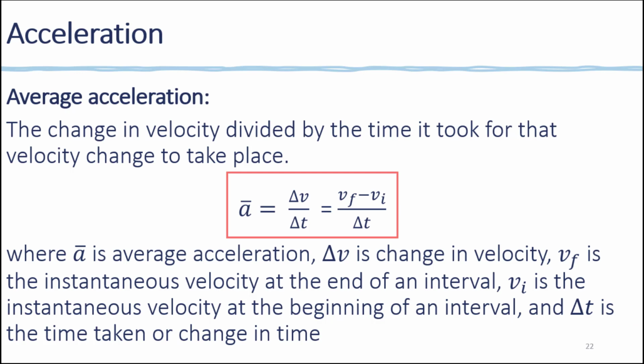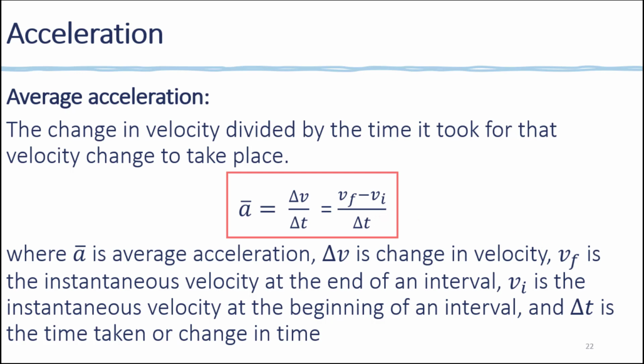So average acceleration is defined as the change in velocity divided by the time that it took for that velocity change to take place. So it looks like this mathematically. And from this mathematical definition of average acceleration, it's apparent that acceleration can be positive or negative. If that final velocity is less than the initial velocity, then the change in velocity is a negative number, and so the resulting average acceleration is negative.